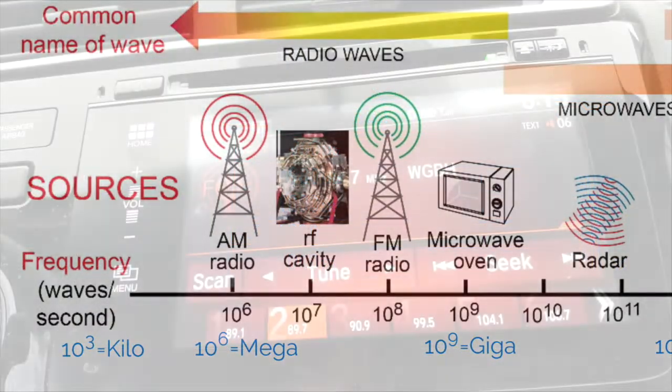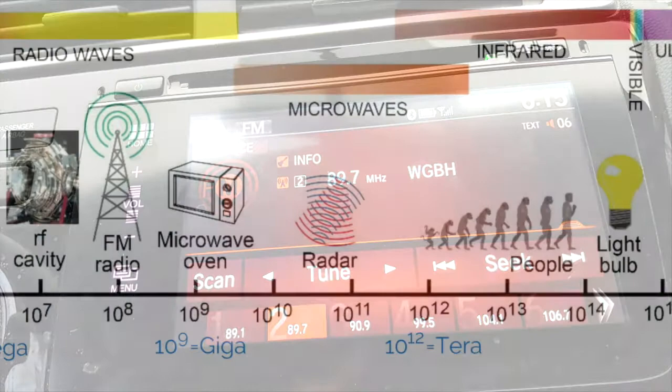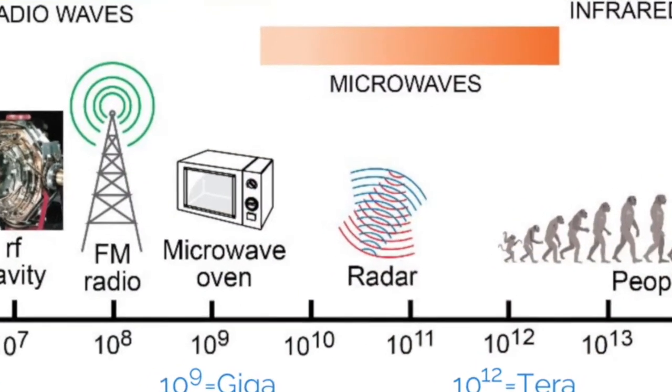FM radio frequencies are millions of hertz. The FM dial goes from about 88 million hertz to 108 million hertz. The term we use to indicate a million is mega, which is abbreviated with a capital M. So the FM dial goes from 88 megahertz to 108 megahertz. But electromagnetic frequencies can be much greater than millions of hertz.